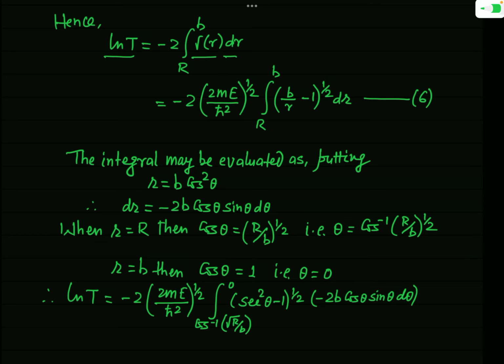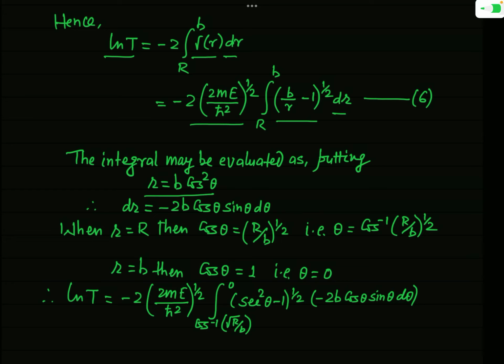Now substitute the value of gamma of r which we have just obtained. So this will be minus 2 times (2mE over h bar square) whole to the power half, integral r to b, (b over r minus 1) whole to the power half dr. Okay. Now for evaluating this integral, you have to follow a substitution method. And remember it, if we put r in a suitable form, then the evaluation of the integral will be easy.